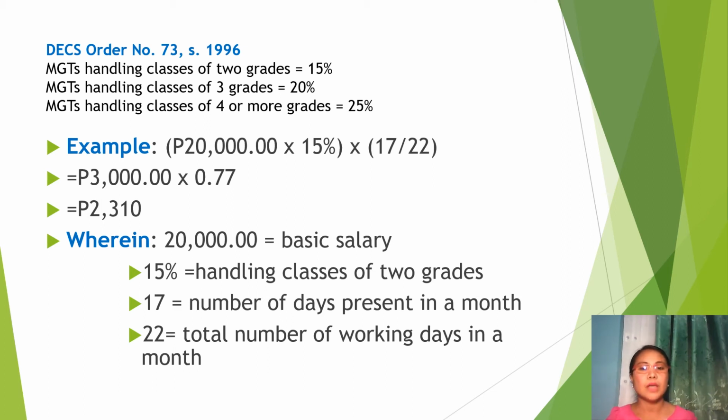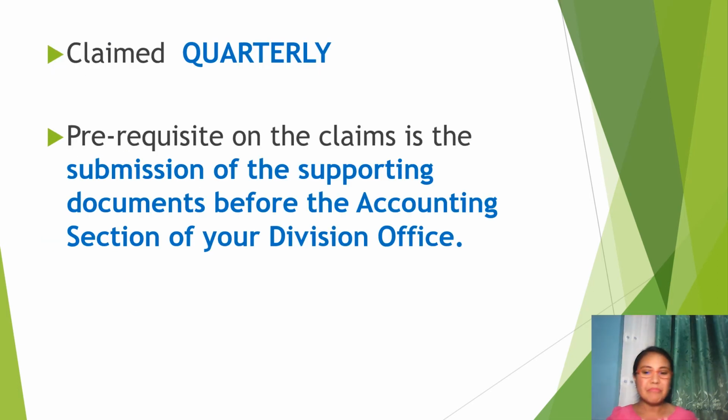Then, you divide the number of days present in a month by the total number of working days. So 17 divided by 22 is equal to 0.77. So multiply that, 3,000 times 0.77. In a month, you can have 2,310. Okay? Now, this special hardship allowance is claimed quarterly. Take note, it's on a quarterly basis.